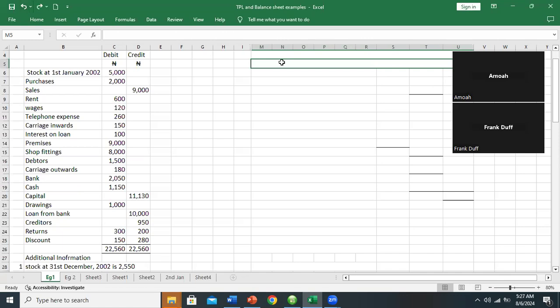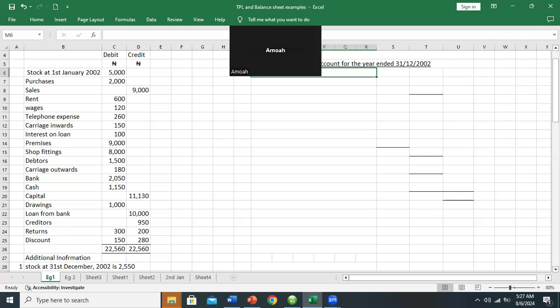So we had to prepare the trading account. Normally, if you are given this under exam conditions, you have to prepare the trading account before you can prepare your profit and loss. Okay, so let me put the currency. So this is Naira.